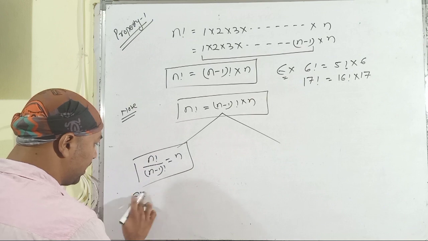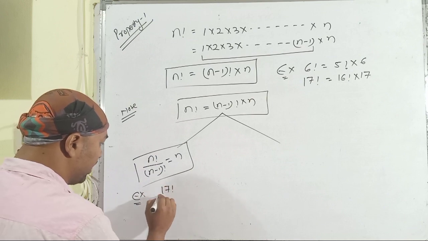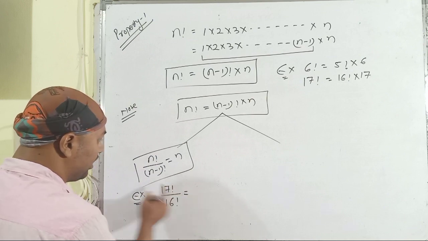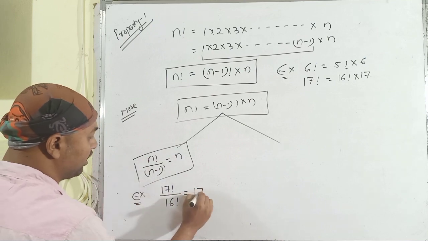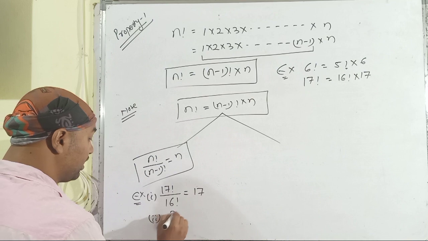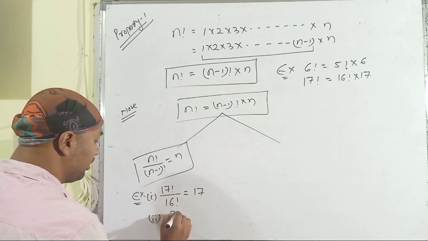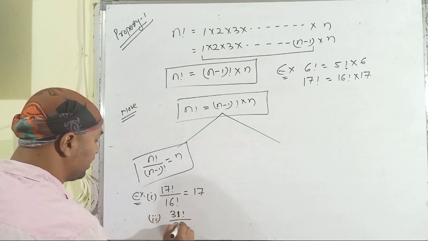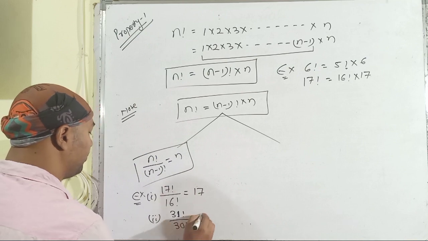Suppose I have taken here 17 factorial divided by 16 factorial. According to this formula, it will be 17. Considering another example here, 31 factorial divided by 30 factorial, it will be 31.